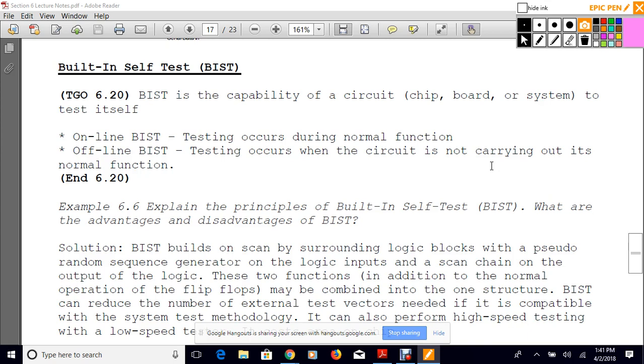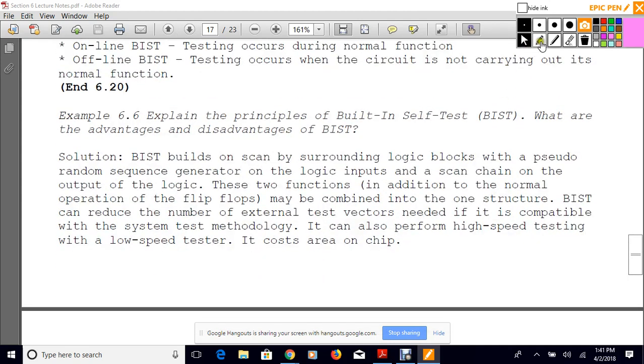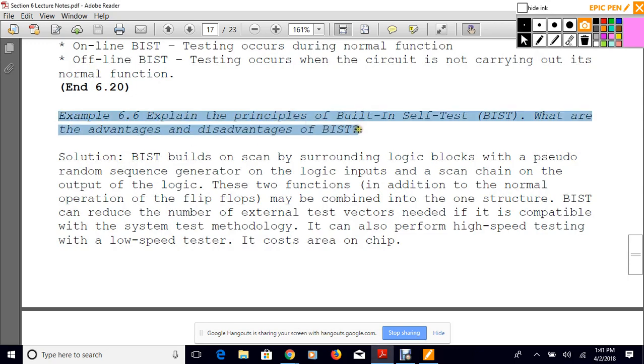So online BIST is when the testing occurs during the normal function. So we have the circuit normally operating, and then we're just in real time determining if the circuit is working. And then offline BIST is what happens when we shut the circuit down and then we run a boundary scan or other kinds of built-in self-tests. And so this question, example 6.6, comes straight from the textbook. And so I wanted to go over the solution with you about the principles and what are the advantages and disadvantages of BIST to give you an idea of why this is used.